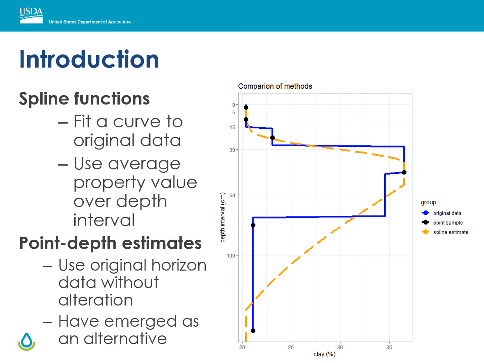This was the first proposed and accepted method for predicting soil properties with depth. The black dots show how the point depth approach uses measured property data from the observed genetic horizon, let's say 16 to 27 centimeters, that contains the depth of interest or the midpoint of the interval at 22.5 centimeters, and assigns that measured value for the training data. This method has emerged as an alternative to the spline-based approach in DSM studies.